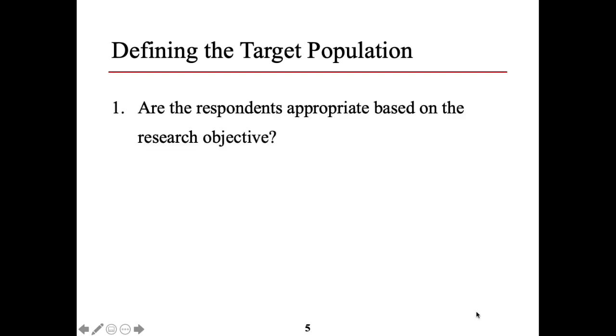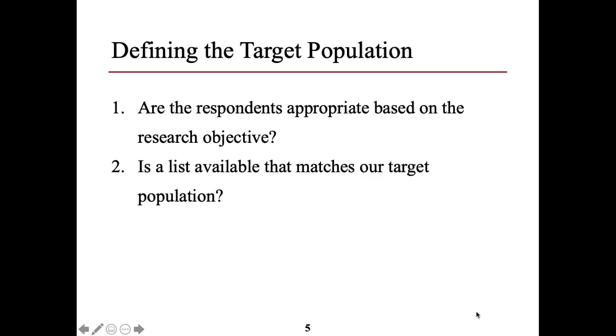One of the questions we might ask: are the respondents appropriate based on the research objective? That goes back to, we don't want to just post our survey online and take anybody who will actually respond to it. We want to be somewhat systematic in the sense that we have a goal in mind and we're going to select people that fit into our specific target population.